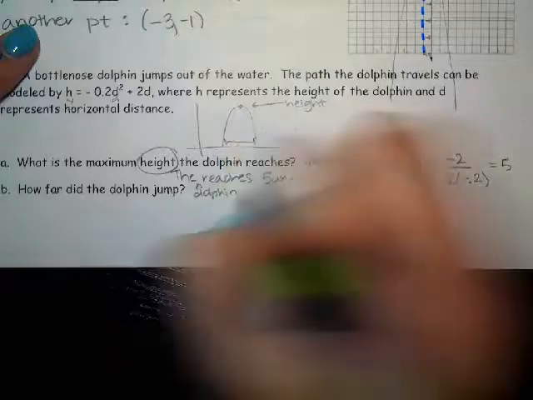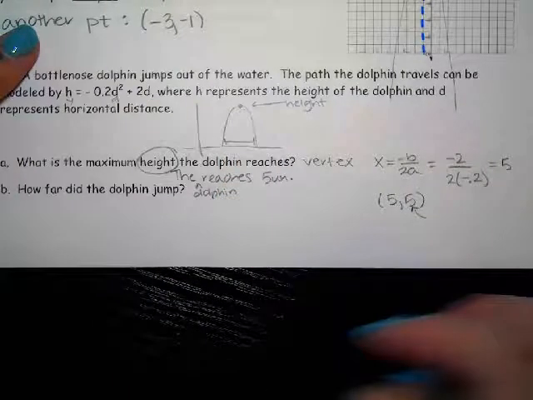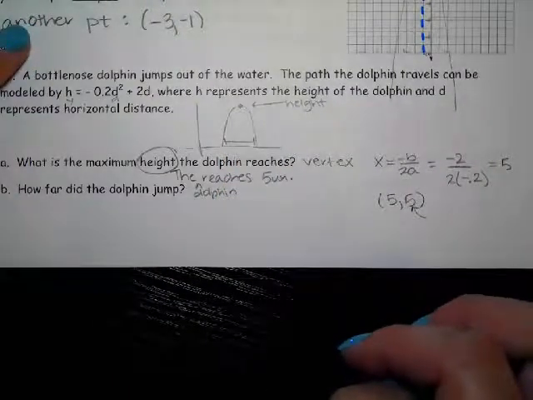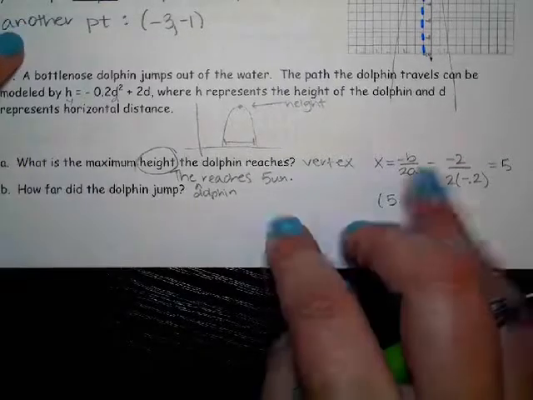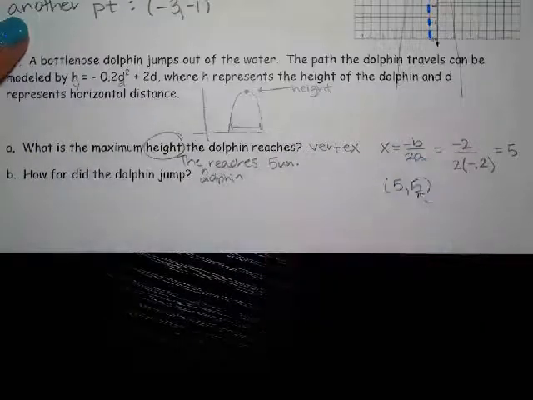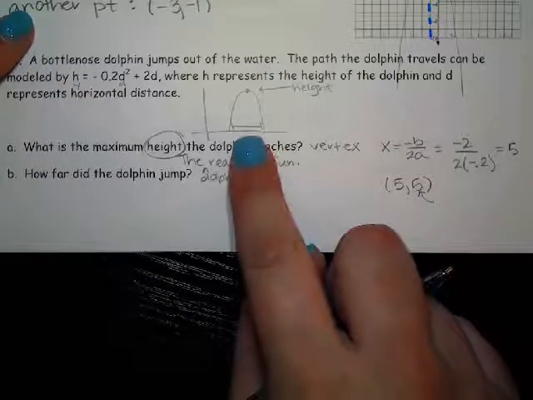All right, now it says, how far did the dolphin jump? How could we figure out how far the dolphin jumped? Yeah, the X-Intercepts. Okay, how can we find the X-Intercepts?